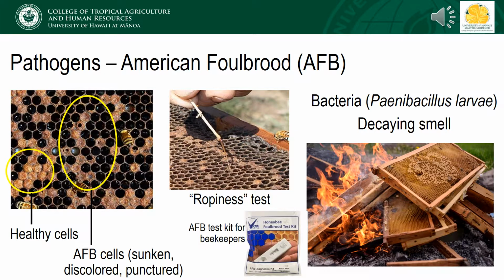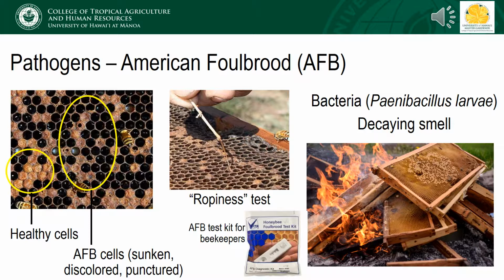Before parasitic mites were detected in the United States, American foul brood was considered the most serious honeybee disease. It is caused by the bacterium Paenibacillus larvae and is spread by the spore stage of the bacteria, which remains viable for decades on used beekeeping equipment.